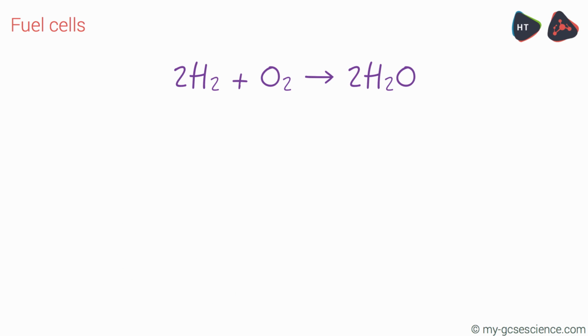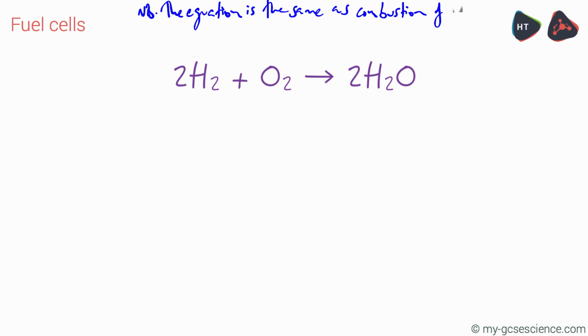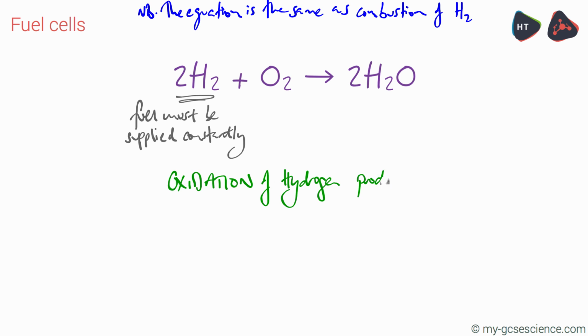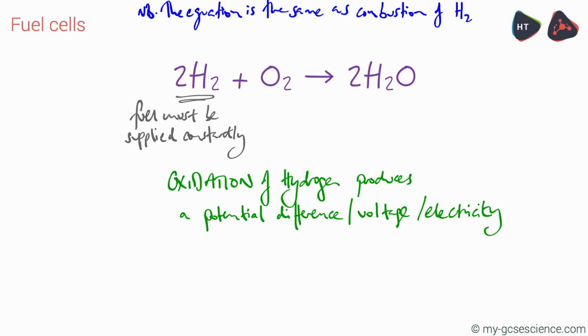The chemical reaction is the reaction between hydrogen and oxygen to make water, and you may notice that this equation is the same as the combustion of hydrogen. But in fuel cells, we don't have combustion, which of course means burning. Rather than providing a spark for the hydrogen and oxygen to react together, which is an explosive reaction, we keep the gases separate, allowing hydrogen to be oxidized without exploding. This oxidation reaction produces the potential difference, or voltage, which is the electricity that we want. But note that the hydrogen fuel must be supplied on a constant basis, and this is one of the challenges involved with developing hydrogen as a fuel.